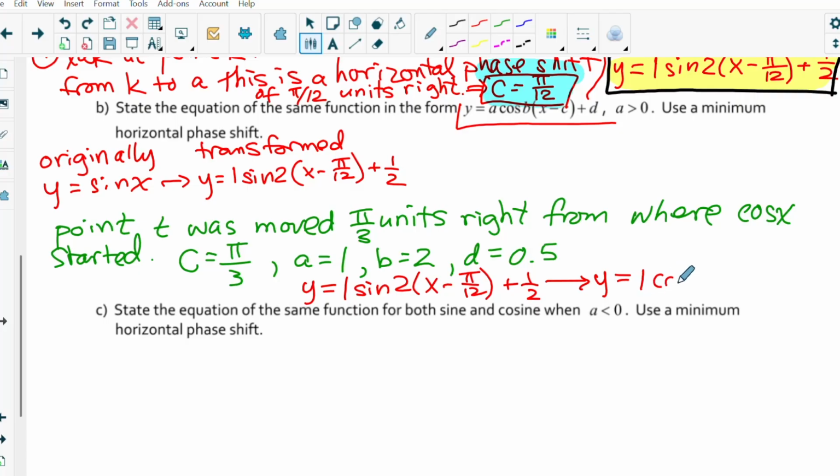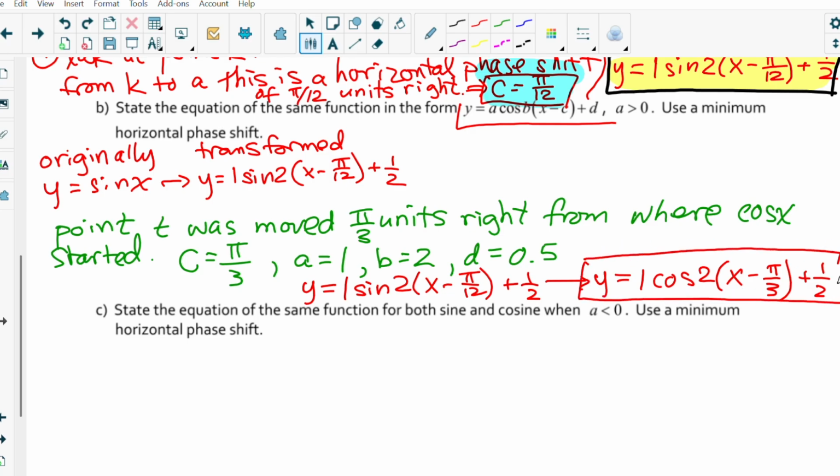That transforms into y equals, my a value is still 1, cosine, my b value is still 2, and then x, well, I have to translate the cosine function pi over 3 units to the right. So it's minus pi over 3. And then that's still plus 1/2. Okay, so this is my same transform function, but written in terms of cosine. Okay, there it is.